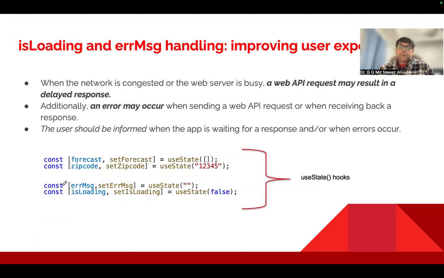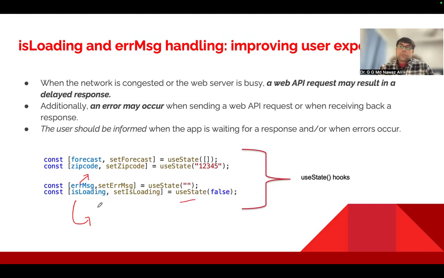next, for a better user experience, we can also create other variables, for example to handle errors. An error can happen, for example if you give a wrong zip code or if the data is not available, so then you can handle those error messages. The other thing is that since we are fetching from the web server, sometimes there may be a longer delay. So to give the user a better experience, we can also use an isLoading variable using useState.